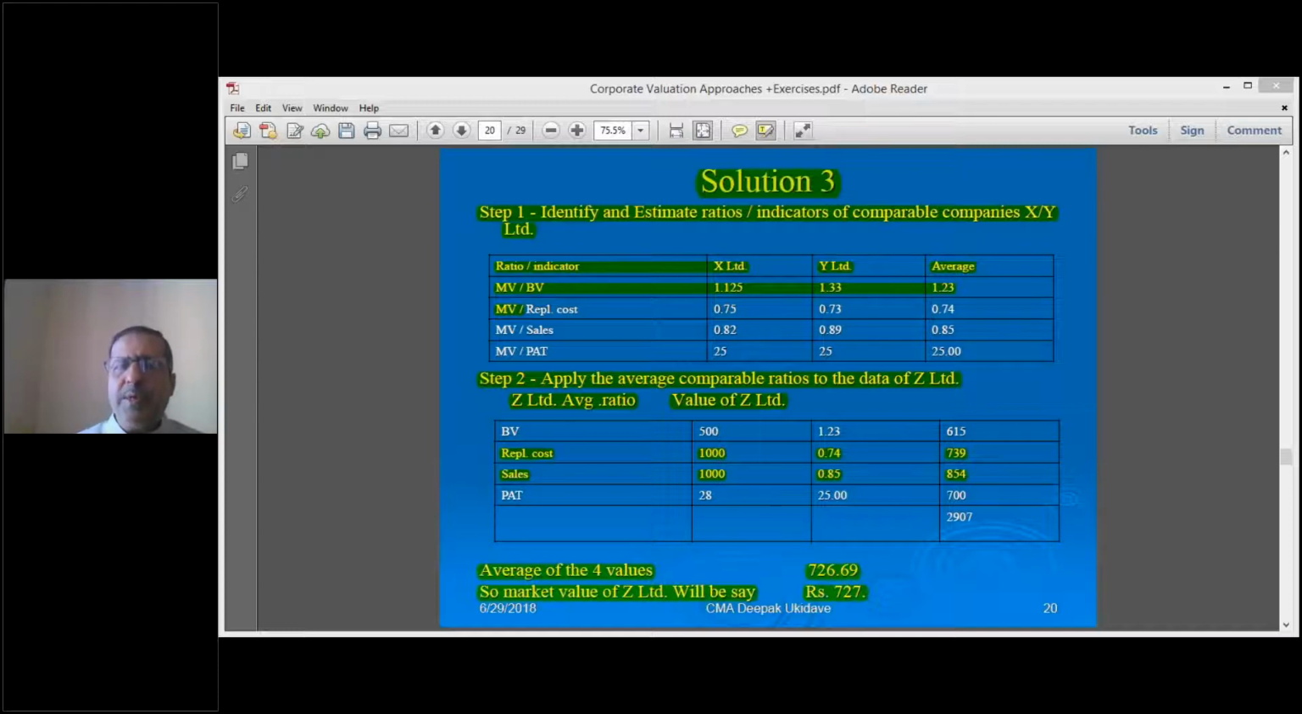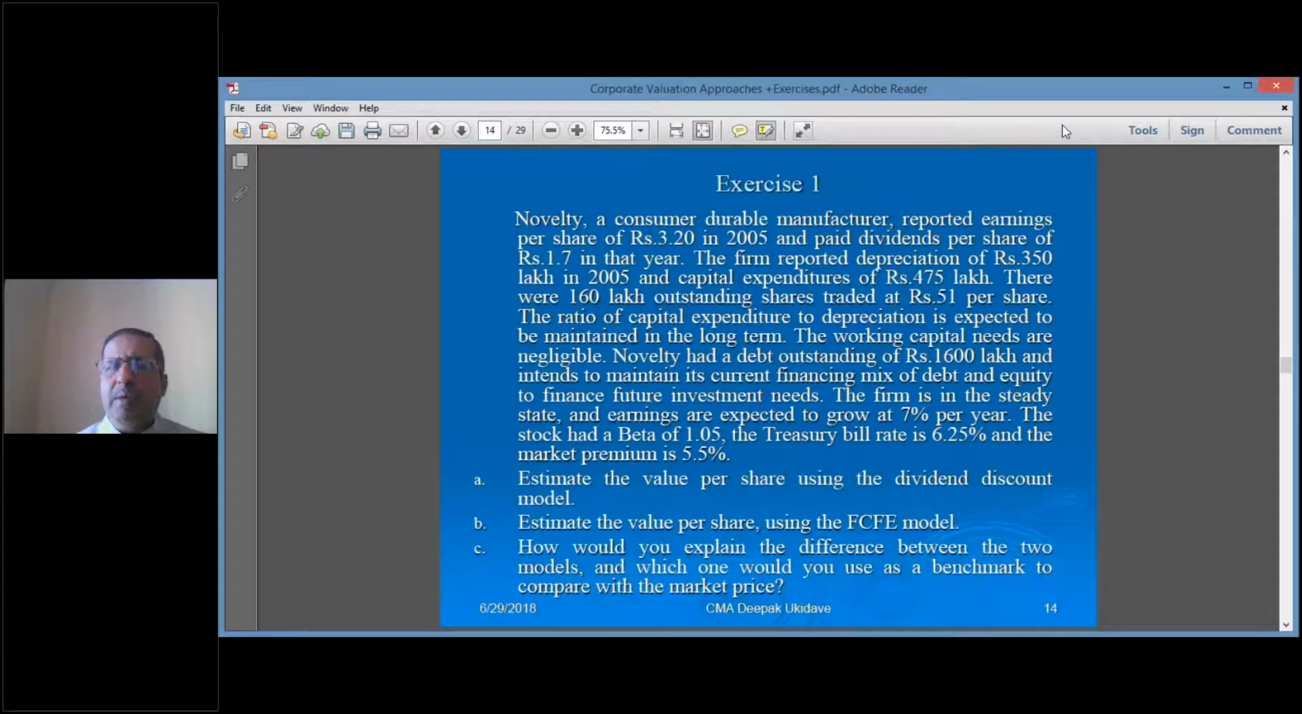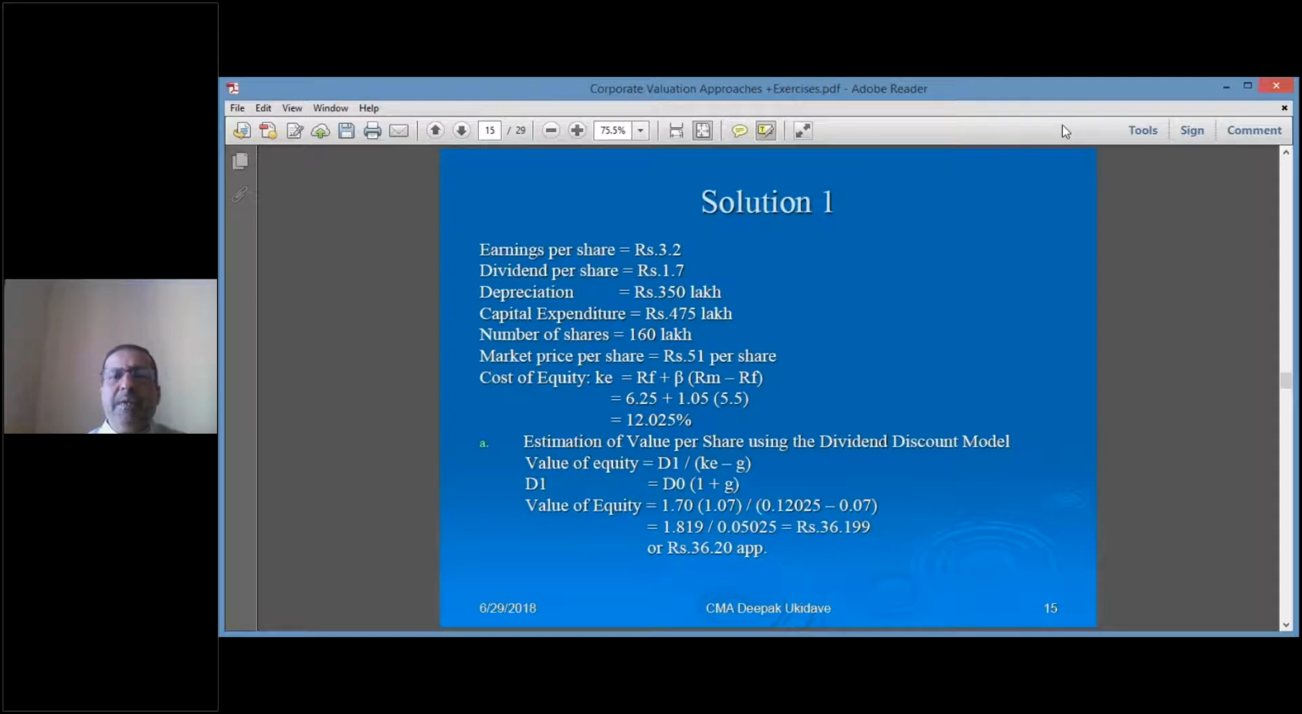Okay, coming back to question number 1, exercise 1, what we are doing. So you have to make use of the capital asset pricing model to find out FCFE. Since we have limited time, I will show you the approach. See, the data given is written like this. EPS is written, DPS is written from the question. Depreciation, capex, number of shares, market price per share are written. All this data given is tabulated.